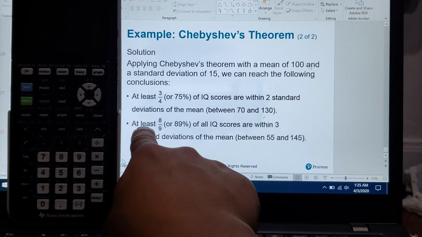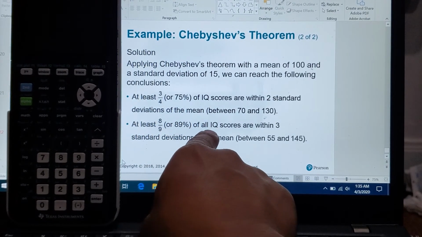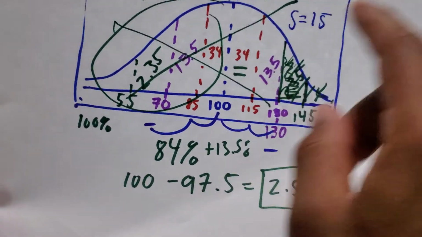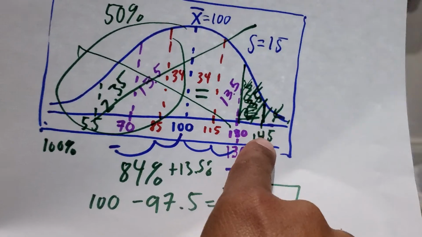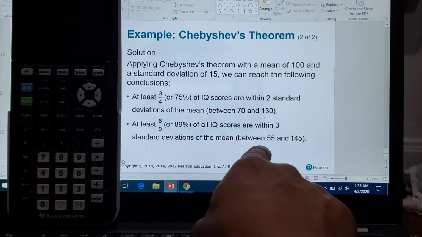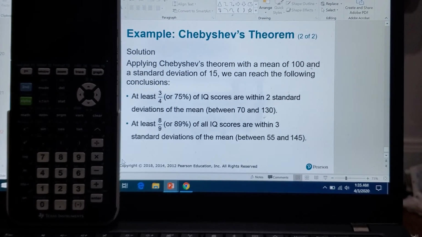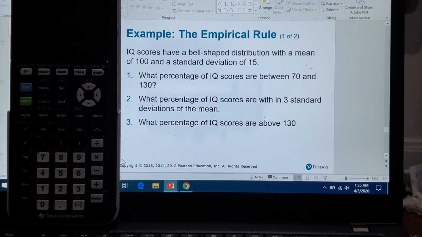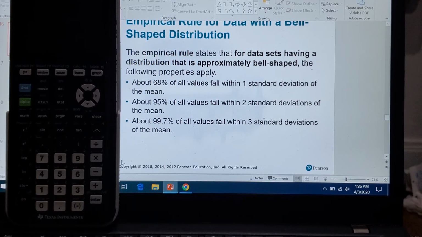If we did 3 standard deviations from the mean, that means at least 89% of IQ scores are within 3 standard deviations. 3 standard deviations is 1, 2, 3 above, 1, 2, 3 below. So that'll be between 55 and 145. That's exactly what it says here, between 55 and 145. It's at least 89%. At least means that's the bottom. It could possibly be more. If it's bell-shaped and symmetric, 99.7% lie within 3 standard deviations.